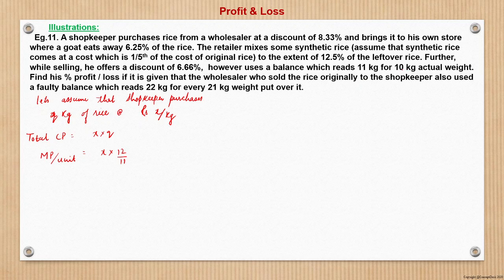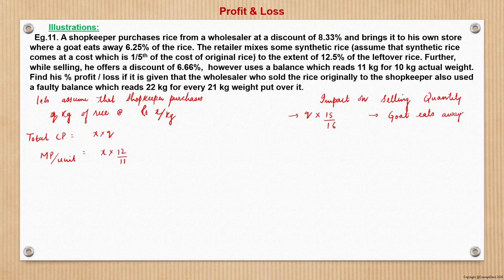Now let us see the impact on the quantity and the price. Both the things we will see. This side we will see the impact on selling quantity. So original quantity was Q. Then goat eats away 6.25%. So what remains is Q into 6.25 means 1 by 16. So what remains is 15 by 16.